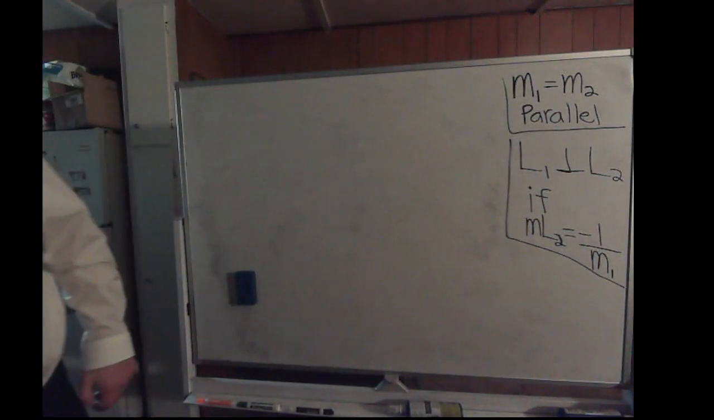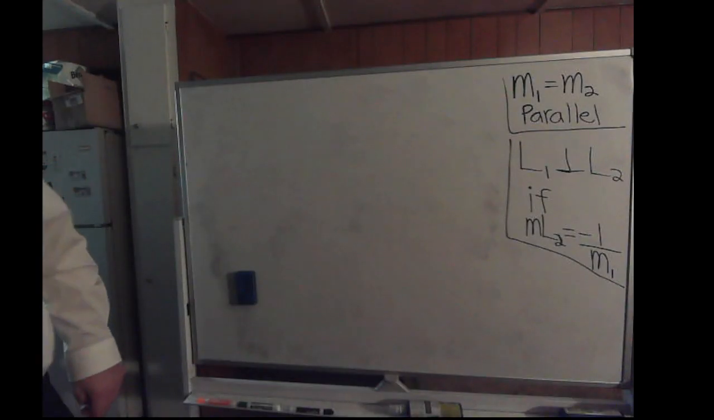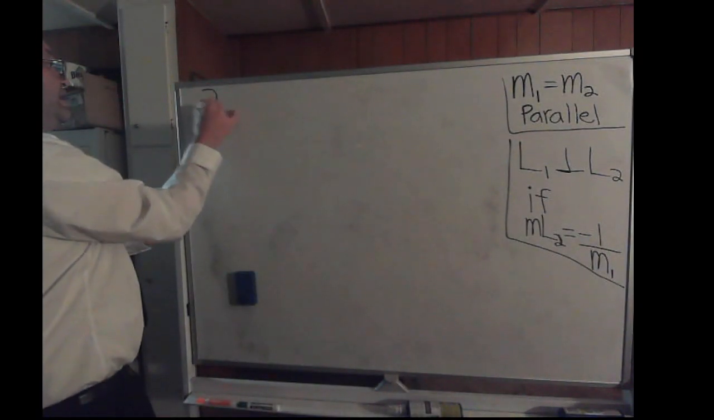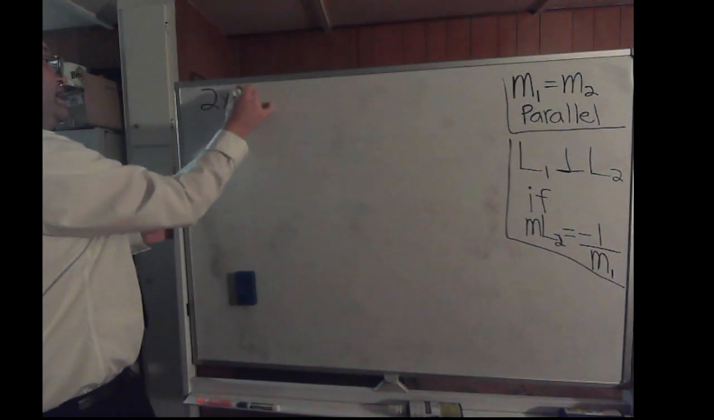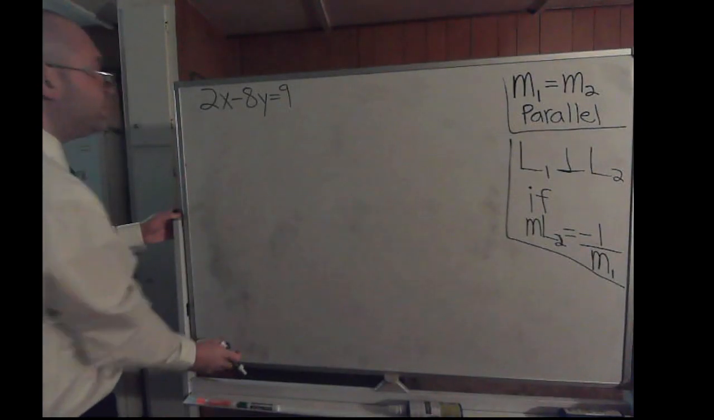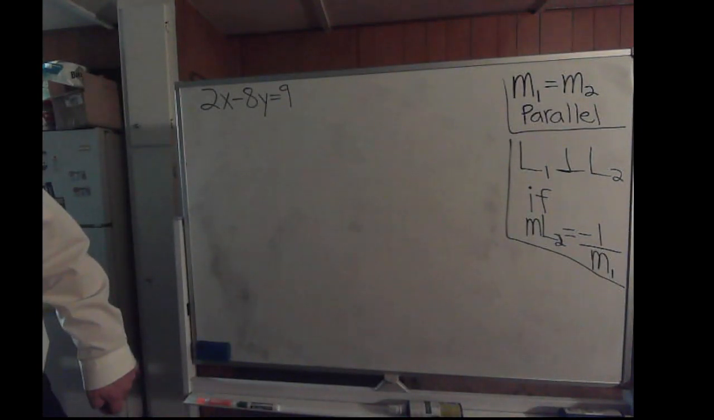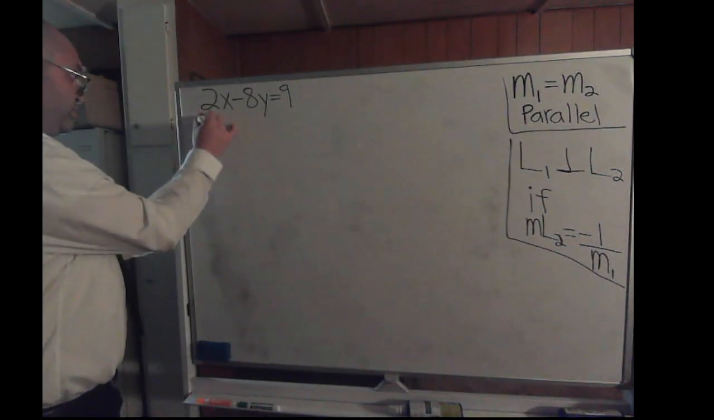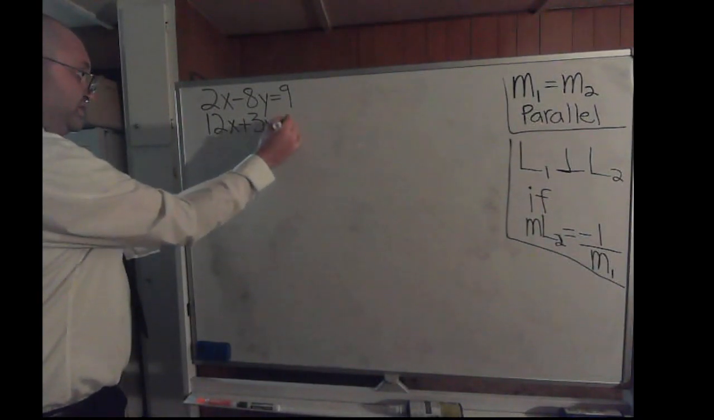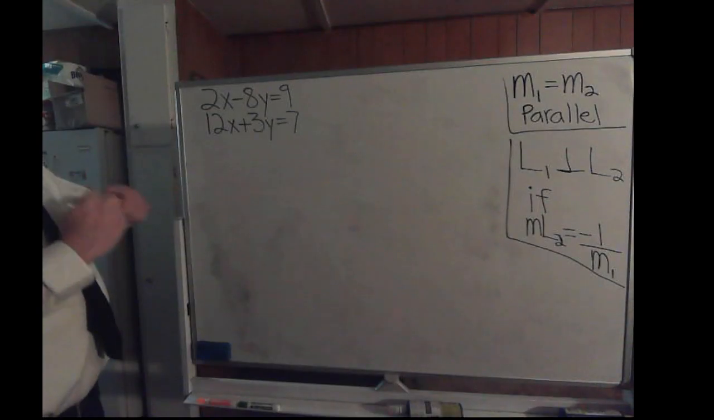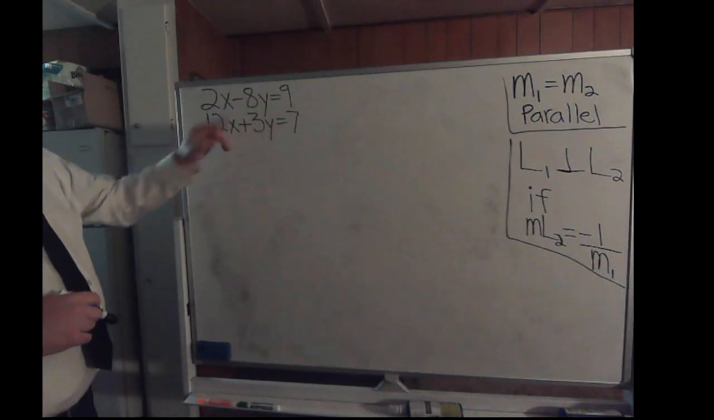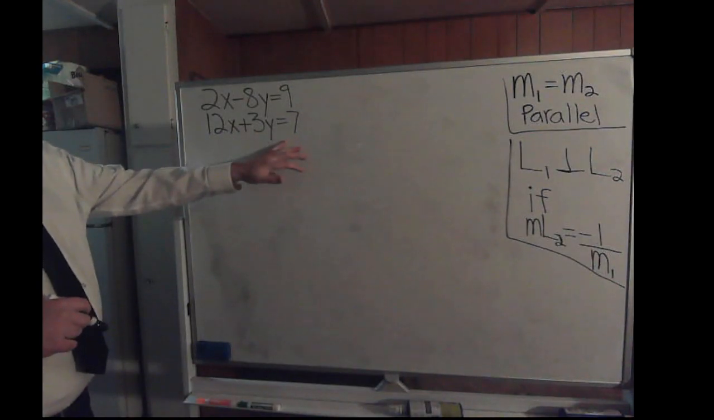Alright, I have 3 more examples, then we're done. We got 2x minus 8y equal to 9 for the first line. Then we have 12x plus 3y equal to 7. So the equations of the two lines are 2x minus 8y equals 9. Then we have 12x plus 3y equals 7.